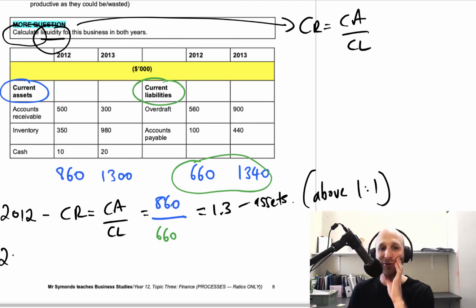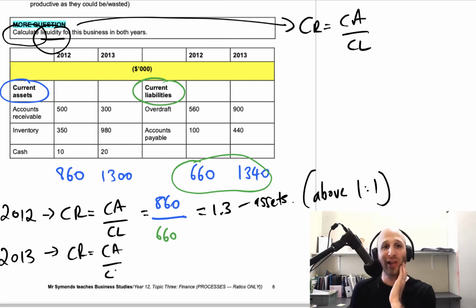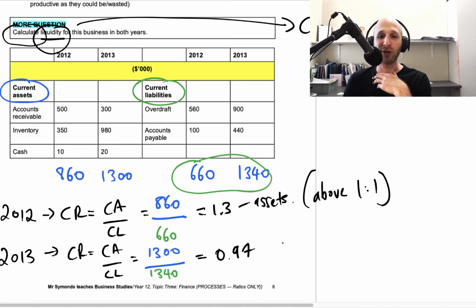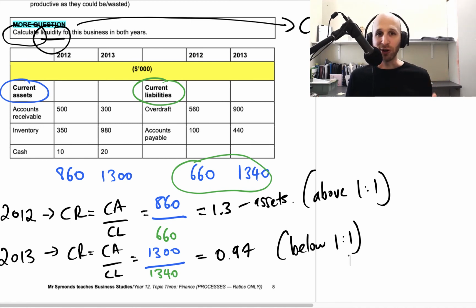If we look at 2013, again, you might think it's overkill, but I'm just trying to get us to remember this stuff. We've got a situation of 1300, and this is a problem because it is below that 1-to-1 ratio. For every dollar of liabilities, we've only got 97 cents in assets, and that could be a problem.